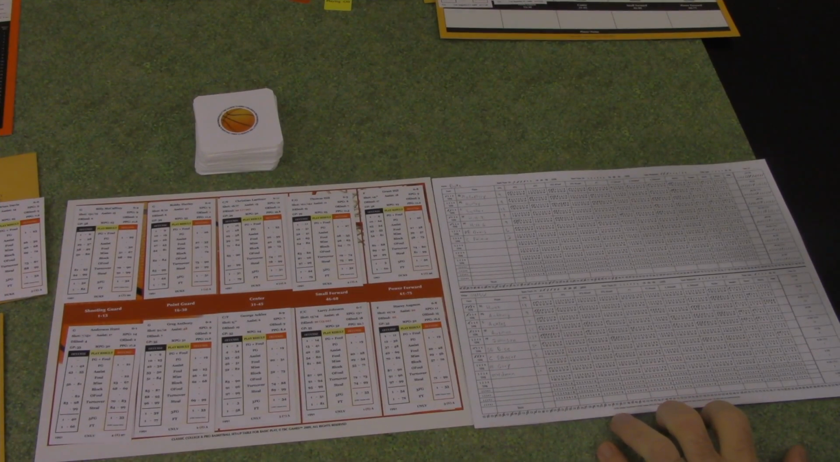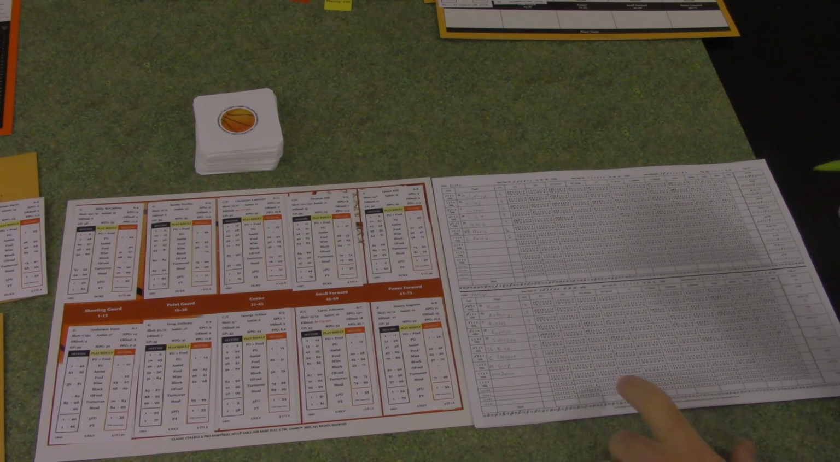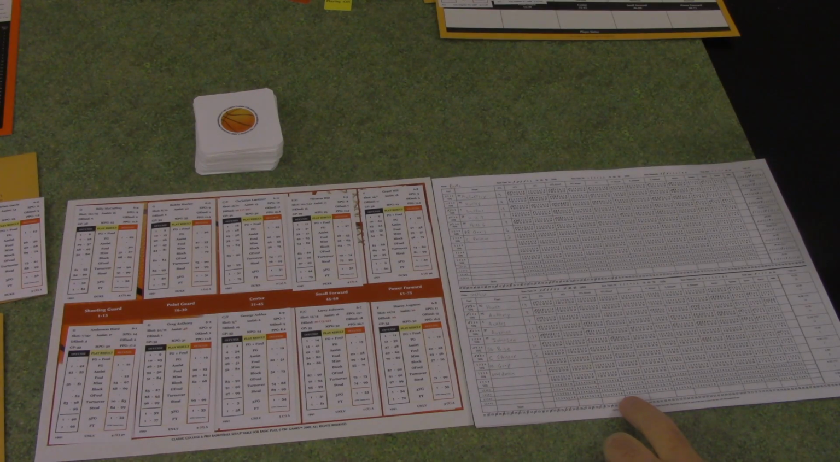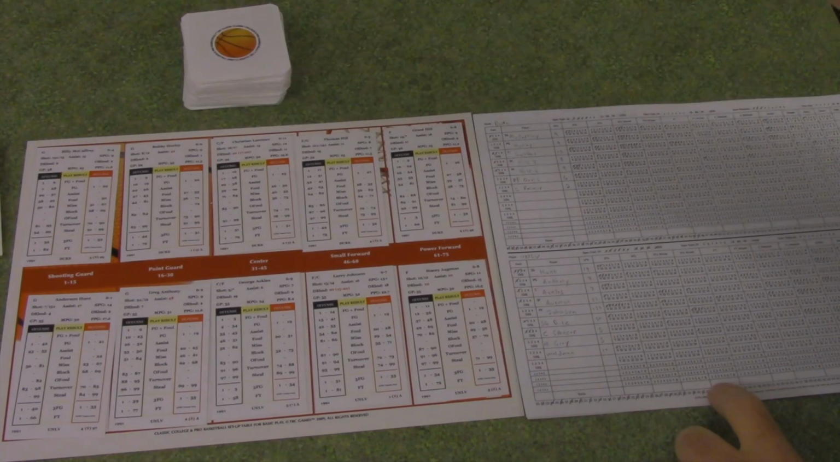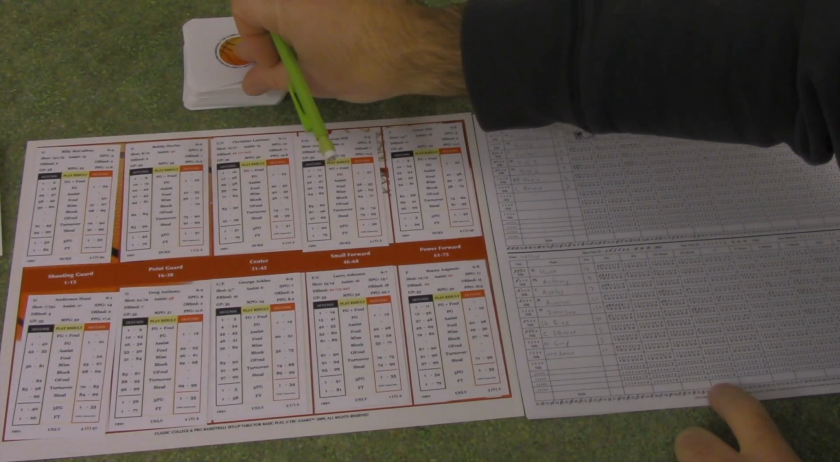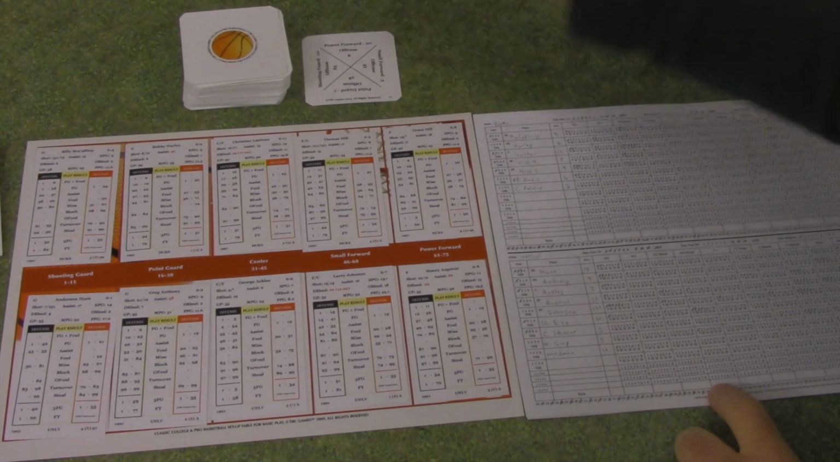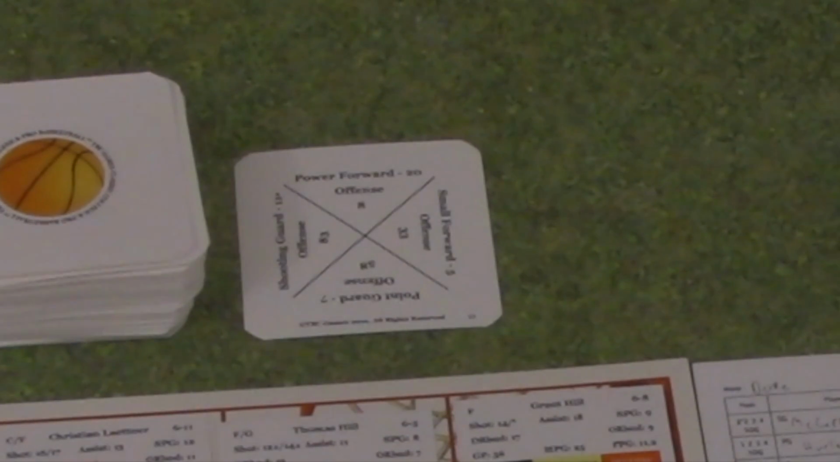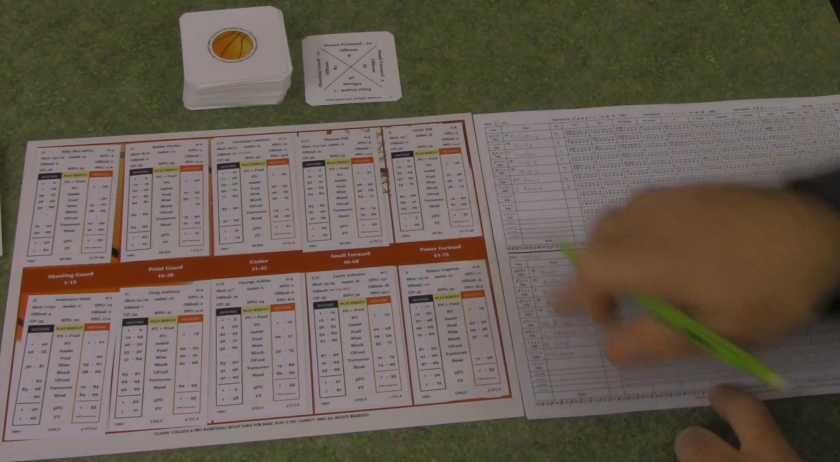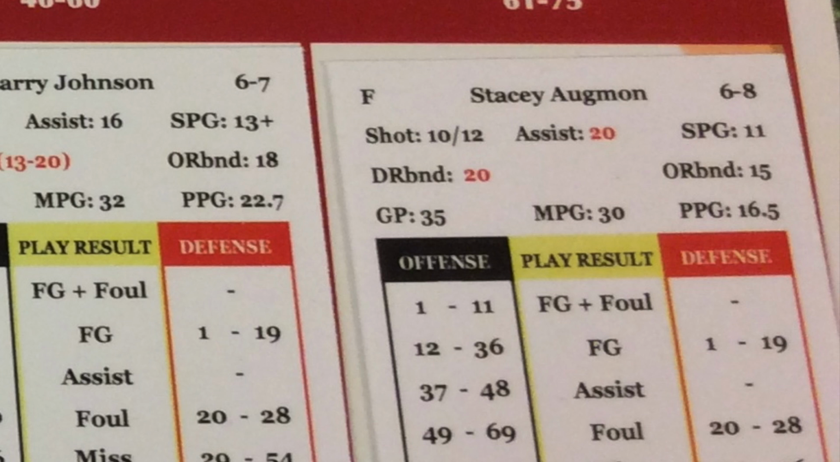Okay, so let's go through a couple possessions of a game to show you what it looks like in sort of real time. We're at the beginning of the second half here between Duke and UNLV. Duke is currently leading 45-41, and they won the first half tip-off. So UNLV will start with the ball to inbound here. And so first thing, we're looking for the power forward. And that's Stacey Ogman, and at 20, so that's way above his shot rating.